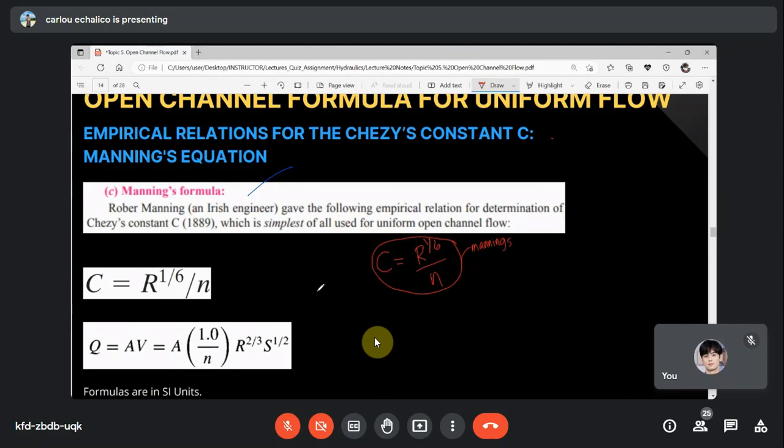Therefore, if we substitute this into Chezy's equation, C square root of RS, the velocity now becomes R raised to 1 over 6 over N, times R raised to 1 half, since it is a square root, times S raised to 1 half. So the velocity now will become R raised to 2/3, S raised to 1 half, over N. Of course, when discharge is being asked, this velocity is times the area. That is Manning's.